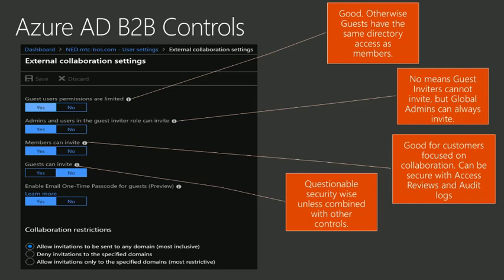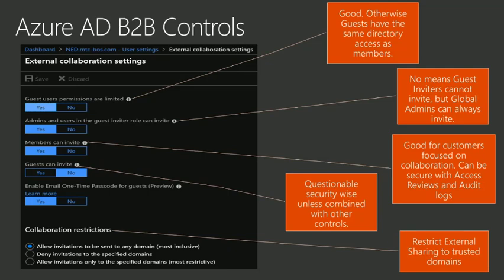But there are CIS benchmarks from last year. You can look it up. They have some benchmarks for Azure. One of the top things it says to turn off right away is allowing guests to invite guests. There's a purpose for it, but I don't know why they didn't put that in there.